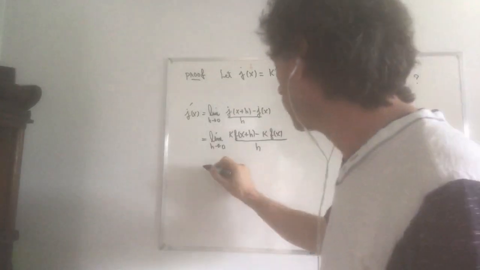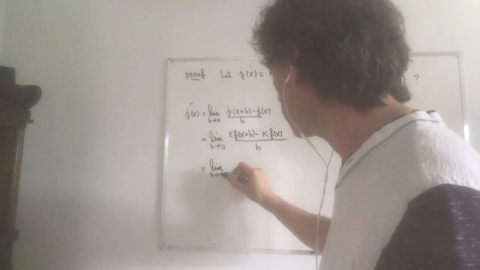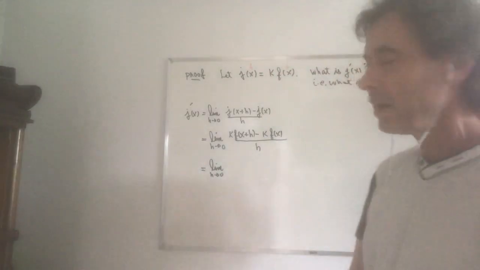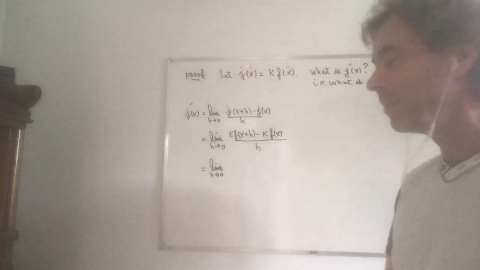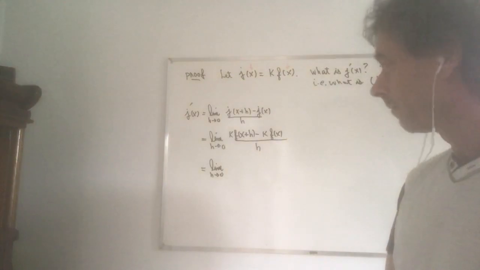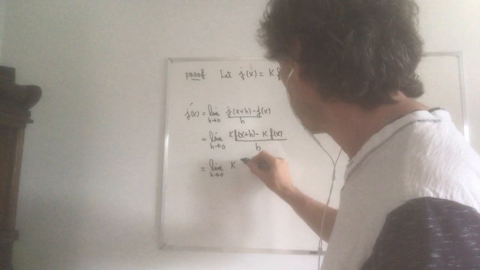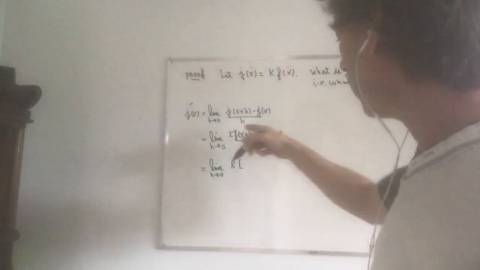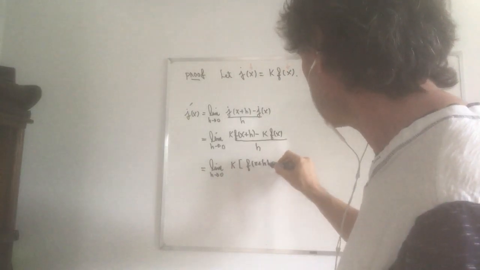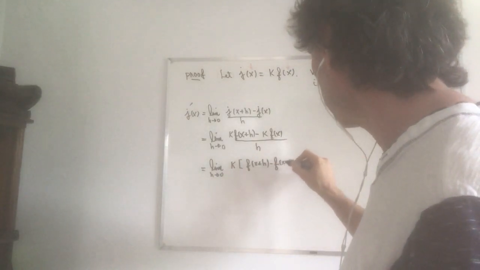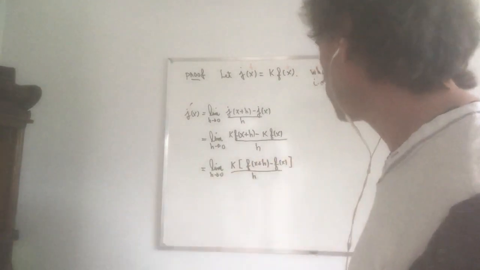Now, what is this? This is the limit as h goes to 0. What do you see in this numerator that I could potentially factor out? A k? Good idea. Let's factor out a k, from here and here. I'm going to get f of x plus h minus f of x, all over h.